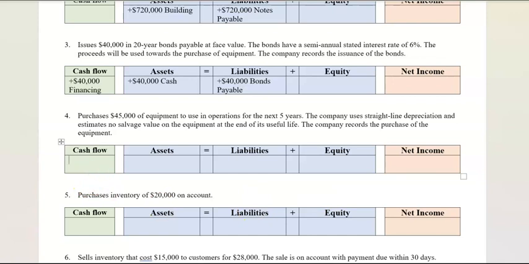Transaction 4, the company purchases $45,000 of equipment to use in operations over the next 5 years. Straight-line depreciation, no salvage value. What we're doing is recording the purchase of the equipment.